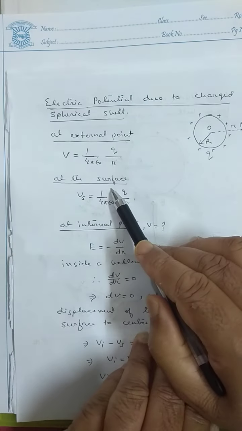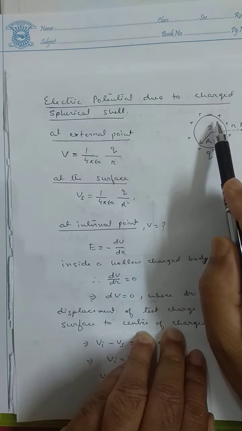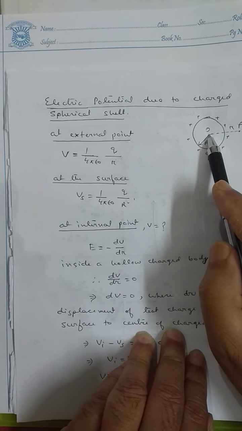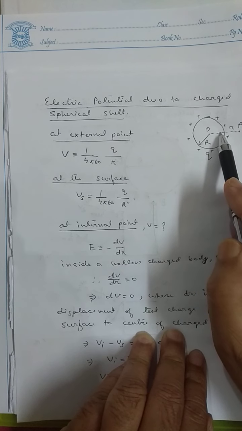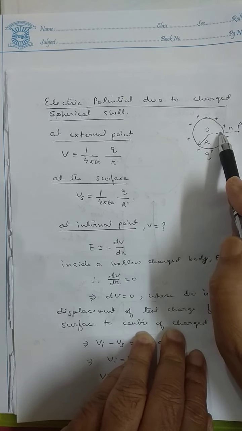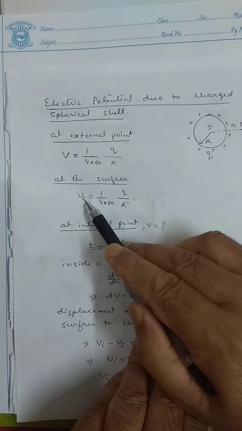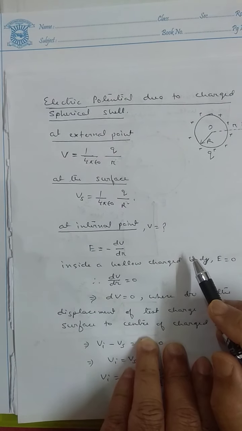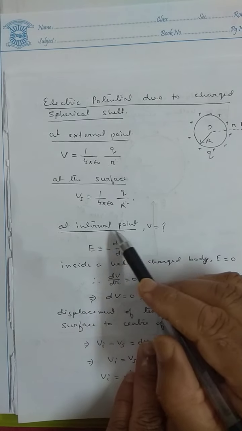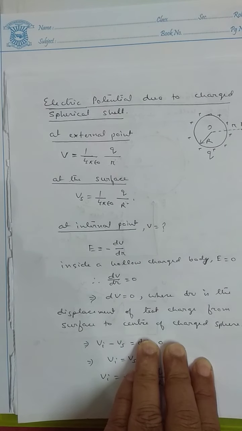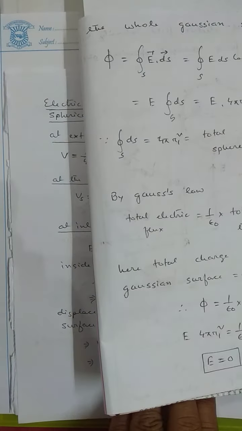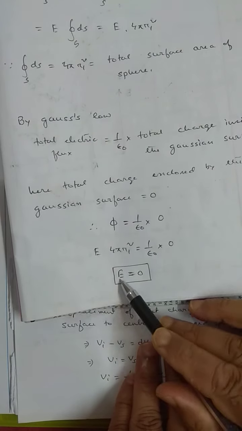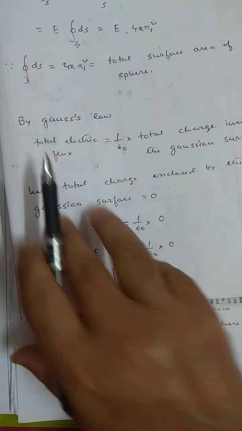What is the potential at the surface? Again, the entire charge is supposed to be concentrated at the center. This distance is capital R, from here to here. What is the potential at the surface? Vs is 1 by 4 pi epsilon 0 Q by R. But what is the potential at an internal point? What is the intensity at the internal point? Can you remember? Intensity at an internal point was found to be 0.